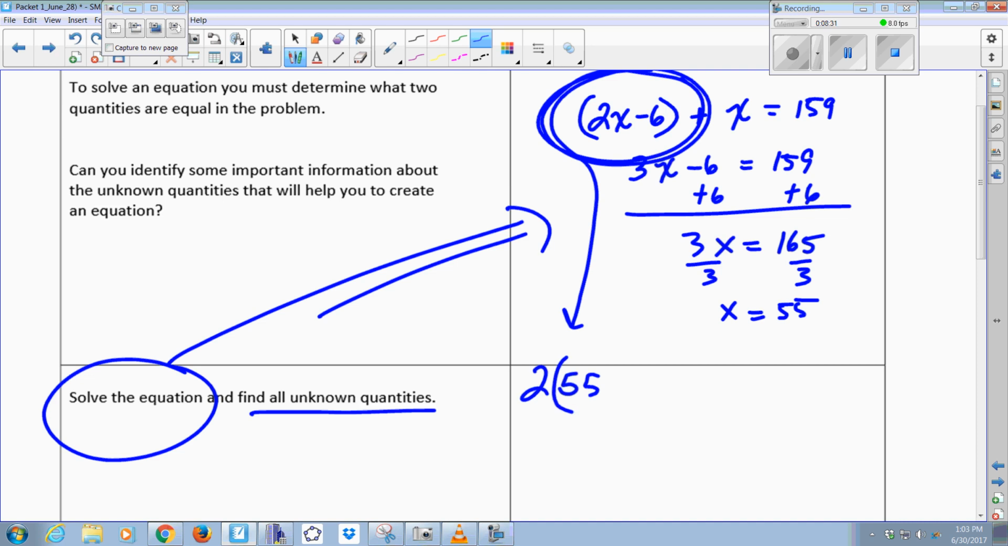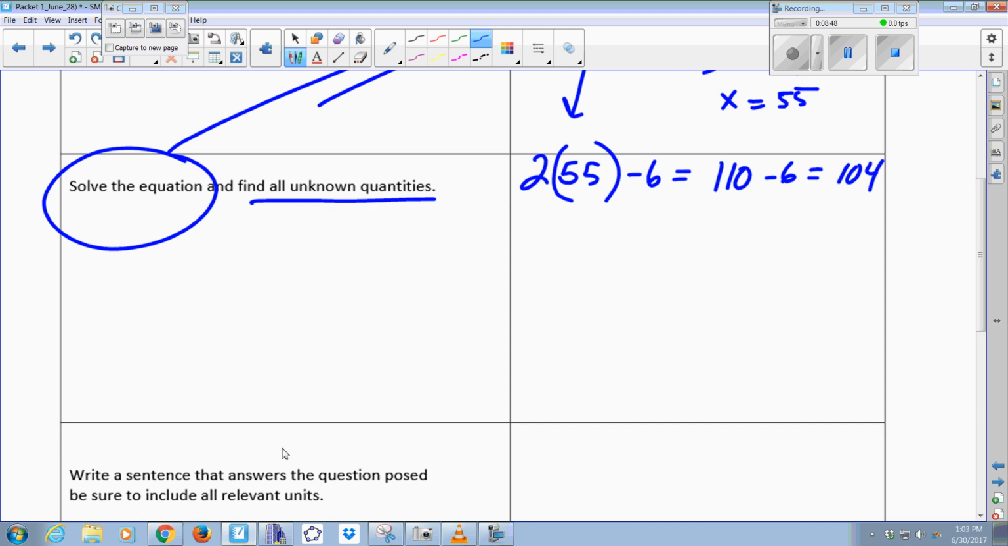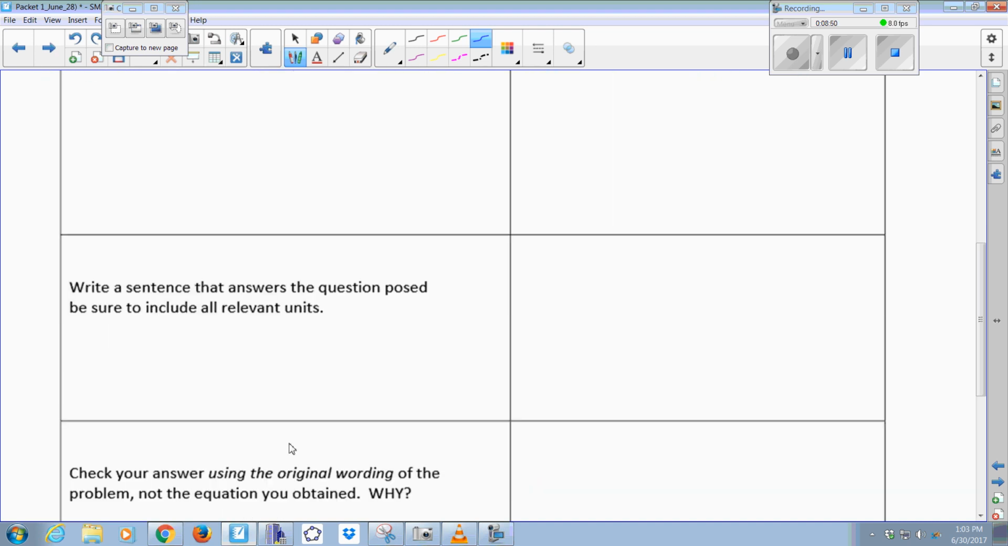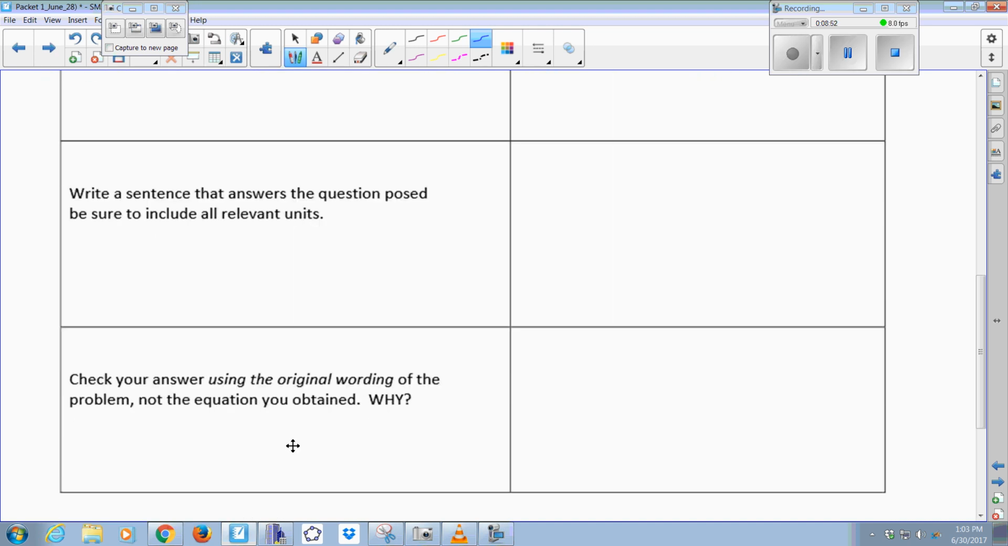It's twice the number sustained by the starters, which is 55, minus 6. So what does that equal? That equals 110 minus 6, which equals 104. So now I have found both unknown quantities, and I'd like to check to make sure that that works with the original wording of the original problem and not any equation that I've created since then, because if I made a mistake, then my answers would match that mistake.